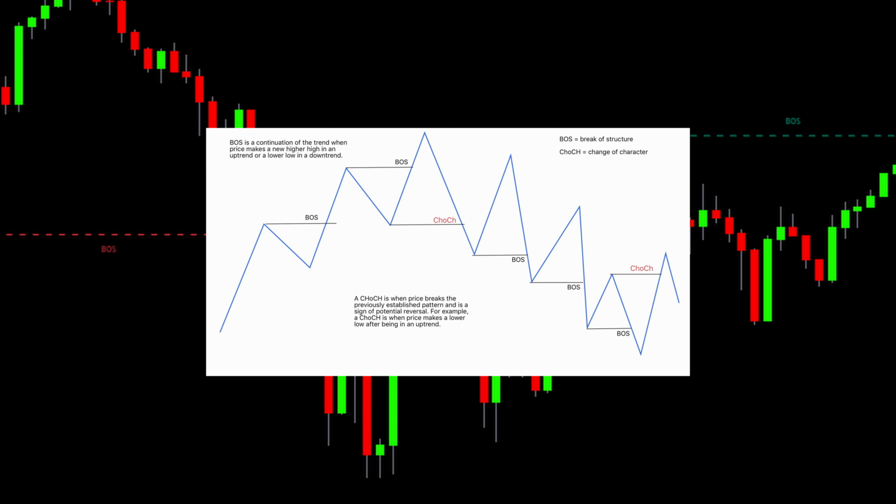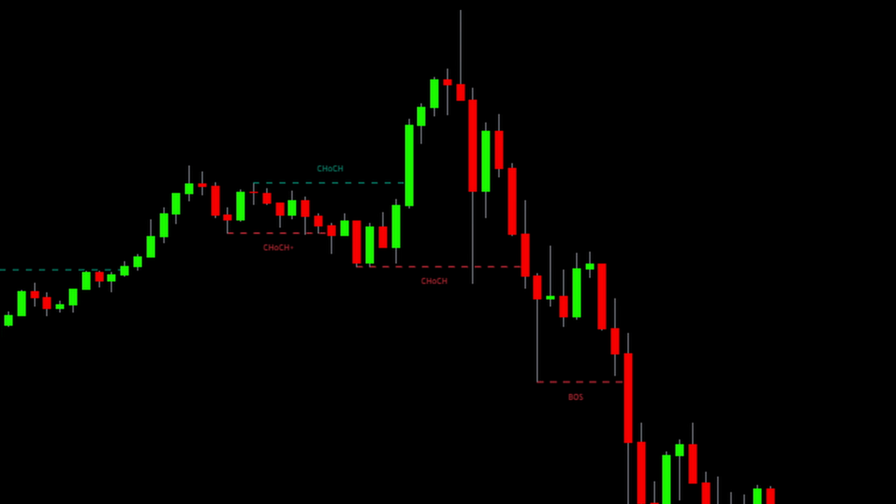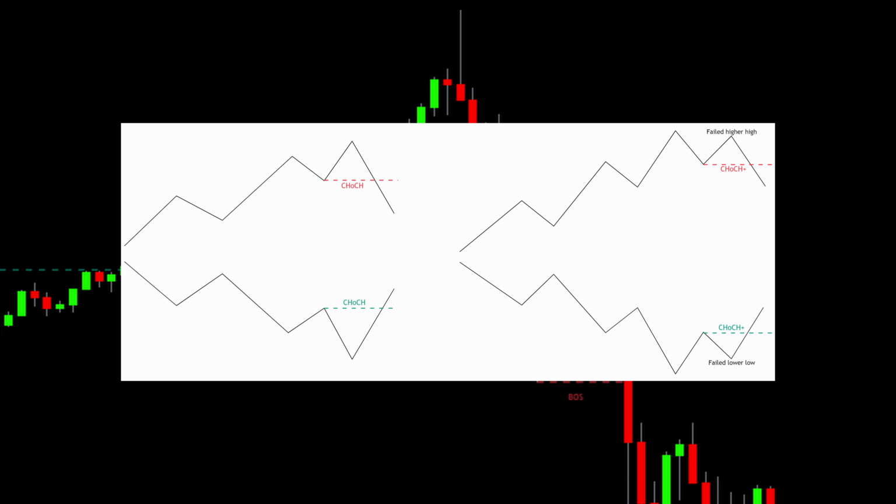A change of character or CHoCH label is like a signal that the market might be about to switch directions. It happens when prices break through the last low point in an uptrend. We call this a bullish CHoCH, or the last high point in a downtrend, called a bearish CHoCH, hinting at a possible turnaround. We can also spot here CHoCHs with a plus and CHoCHs without a plus sign. So let me explain to you what the difference is. A normal CHoCH happens when the market makes a move that hints at a possible change in direction without any previous warning signs. In contrast, a CHoCH plus shows up after there's already been a hint that the market might turn around, like failing to make a new high in an uptrend or a new low in a downtrend.